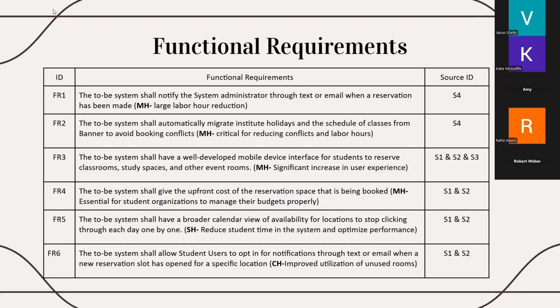The 2B system shall give the upfront cost of the reservation space that is being booked. And a should have that we have is the 2B system shall have a broader calendar view of availability for locations to stop clicking through each day one by one. And the 2B system shall allow student users to opt in for notifications through text or email when a new reservation slot has been opened for a certain location.